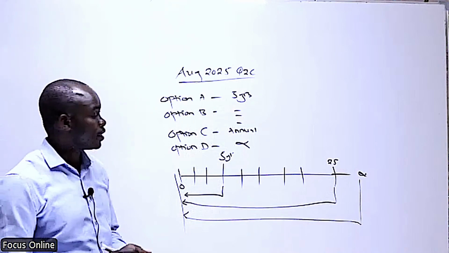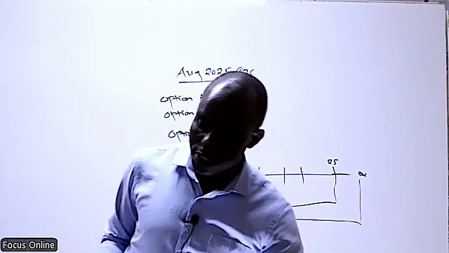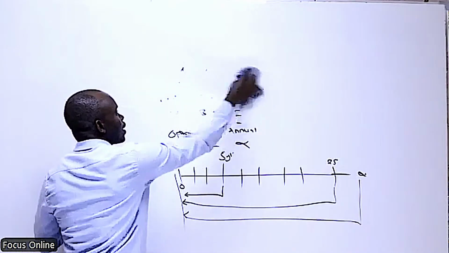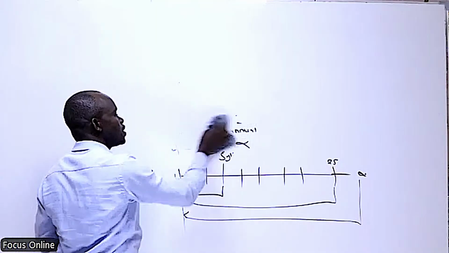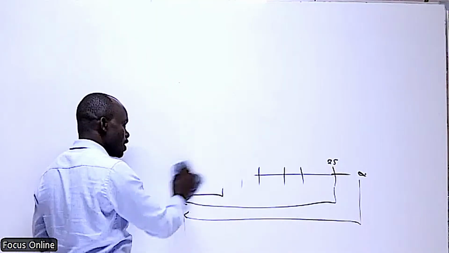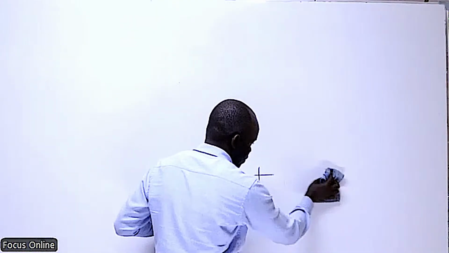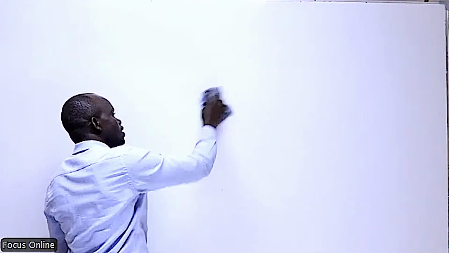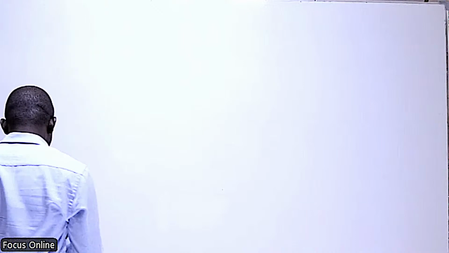So the first thing is to bring the figures to present value and choose an option that gives us the highest amount in present value terms. That is what you're supposed to do in that question. So let's start with option A.